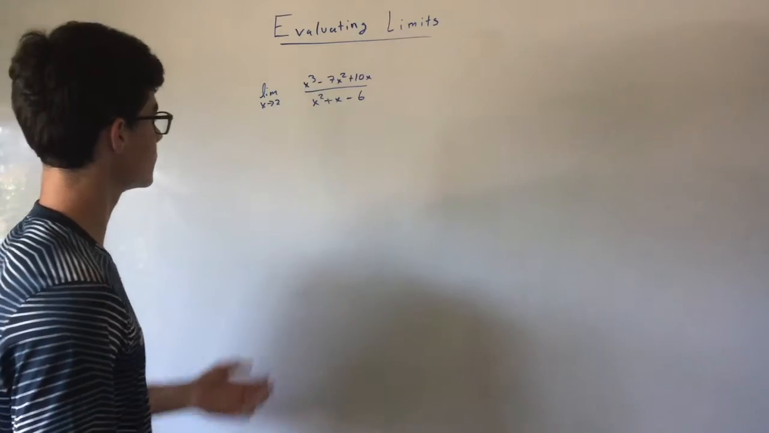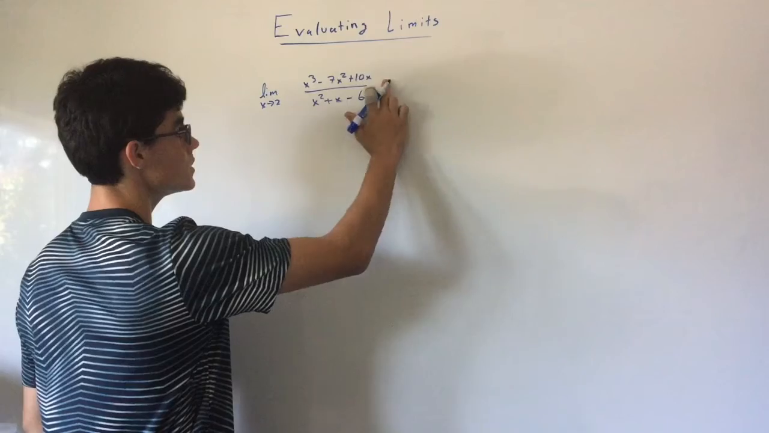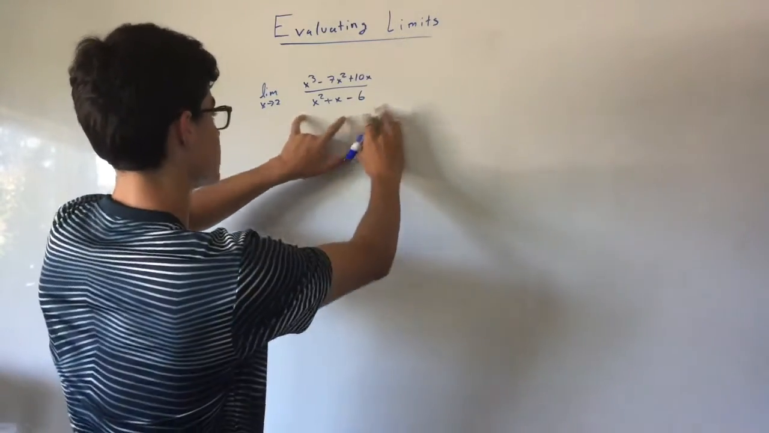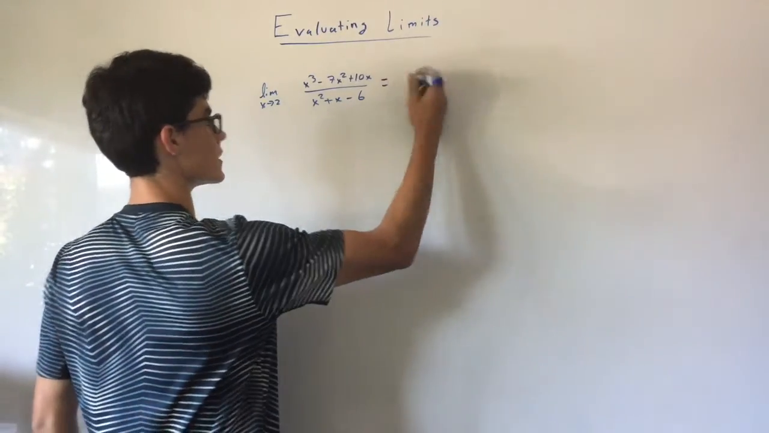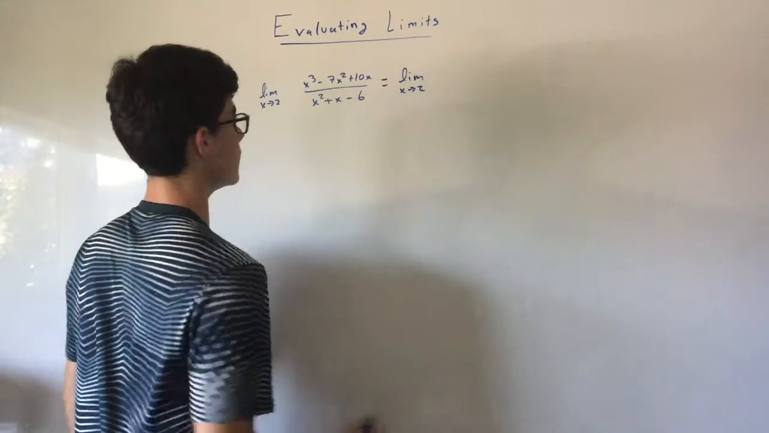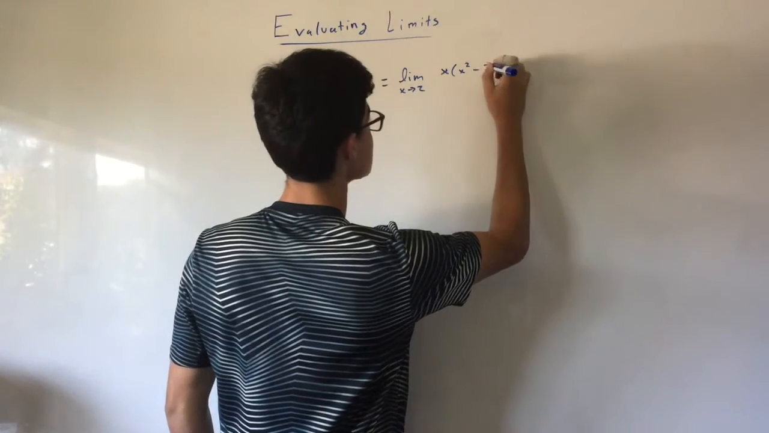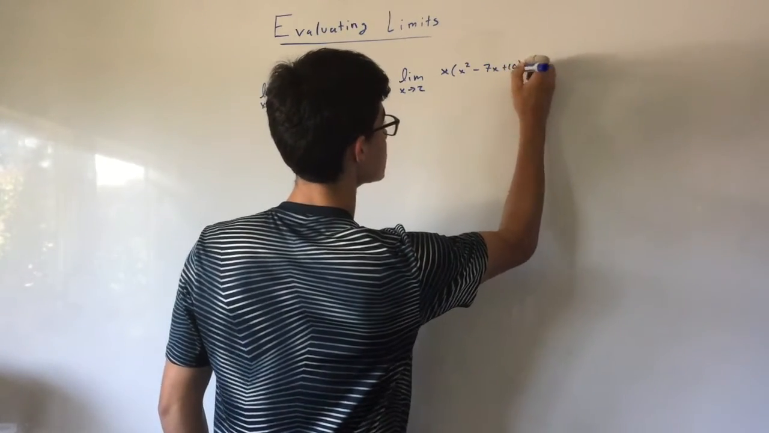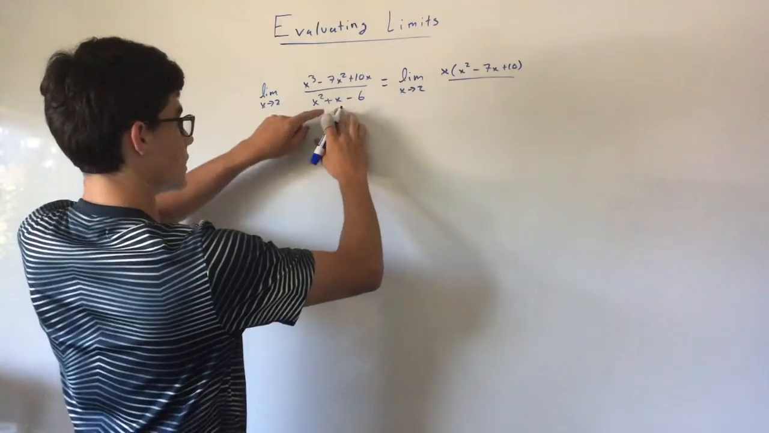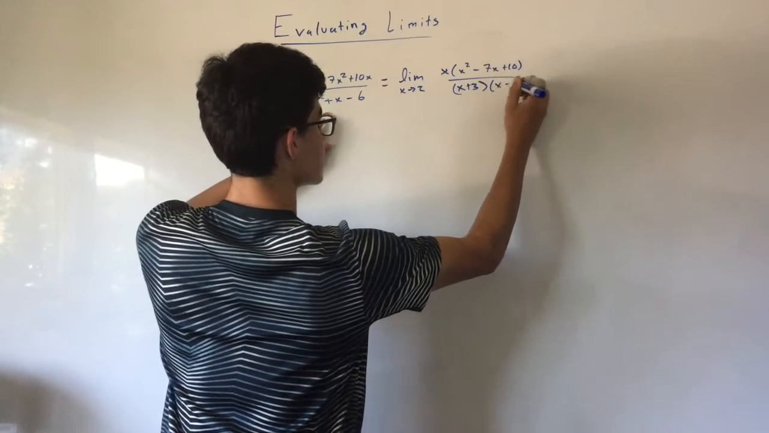So the first thing I see when I see this limit is that there's an x in every single term, and I look at the bottom and I see you can factor this out. And so when I rewrite this, I can rewrite this as a limit. Always rewrite your limit. Factor out an x: x squared minus 7x plus 10 all over, if we factor this, we get x plus 3 and x minus 2.